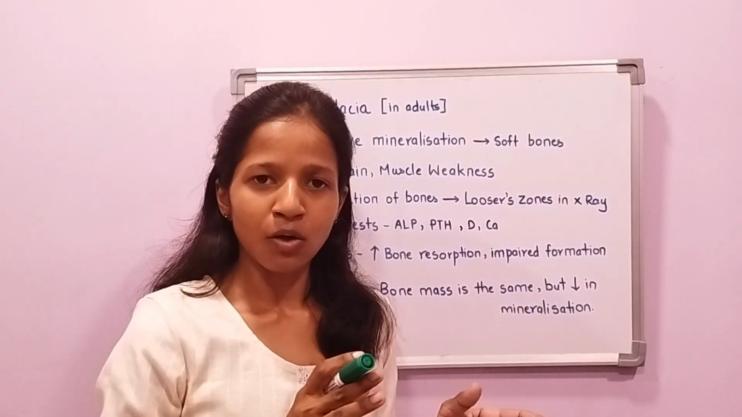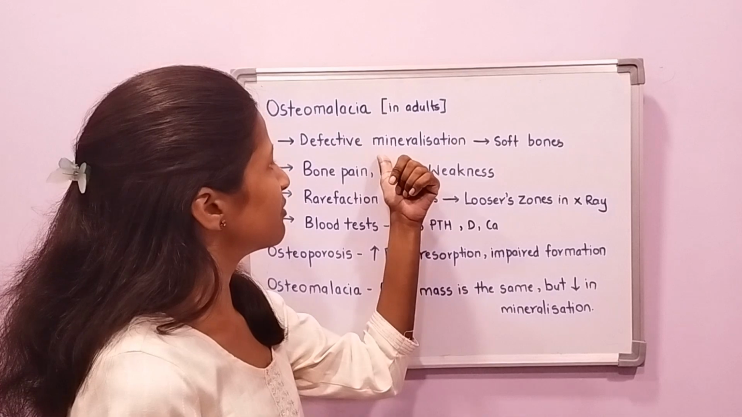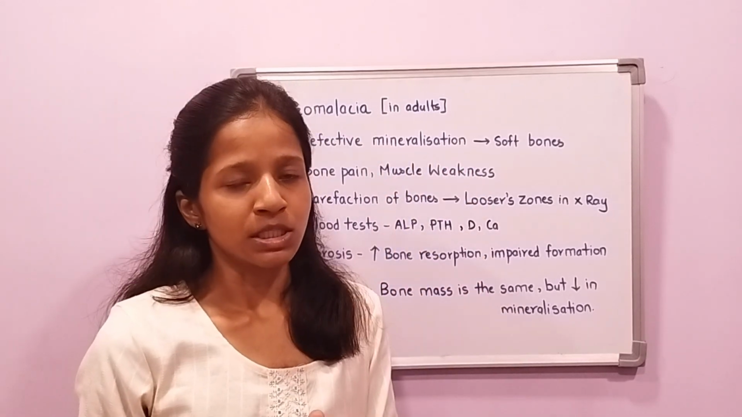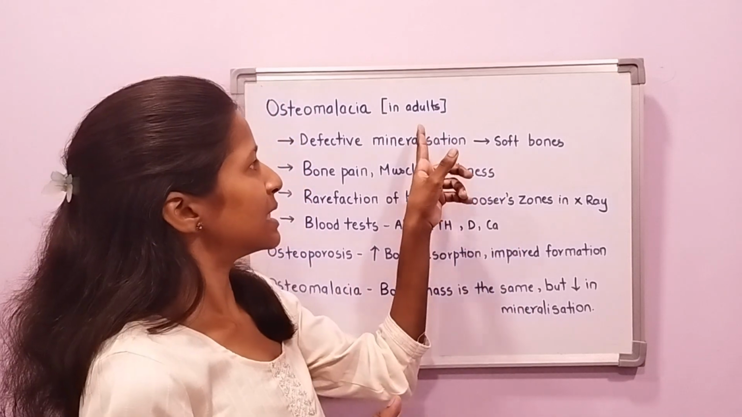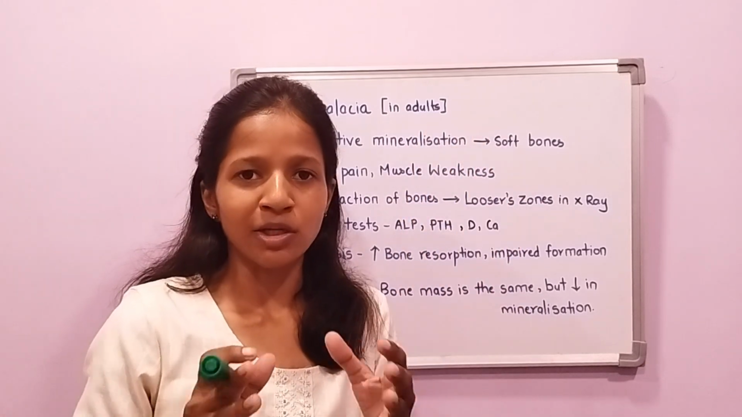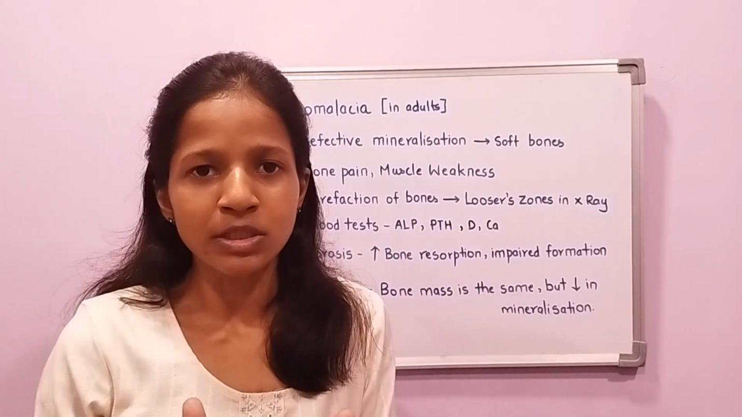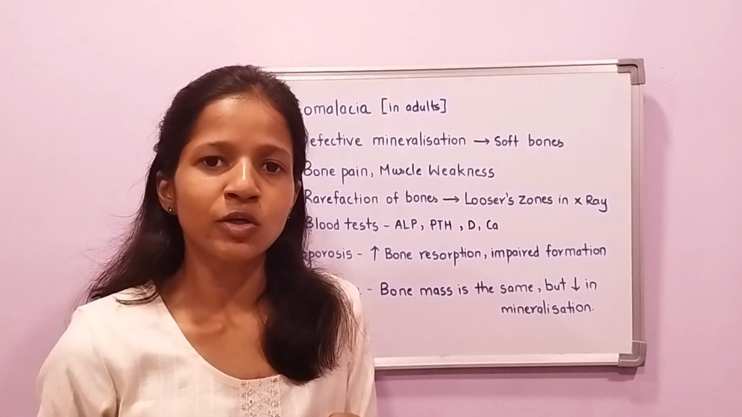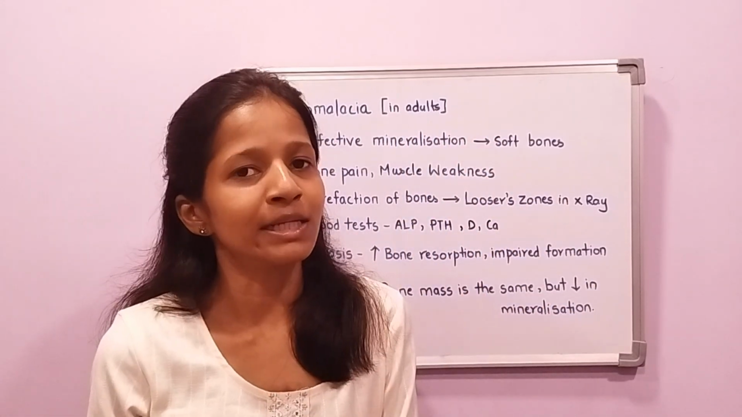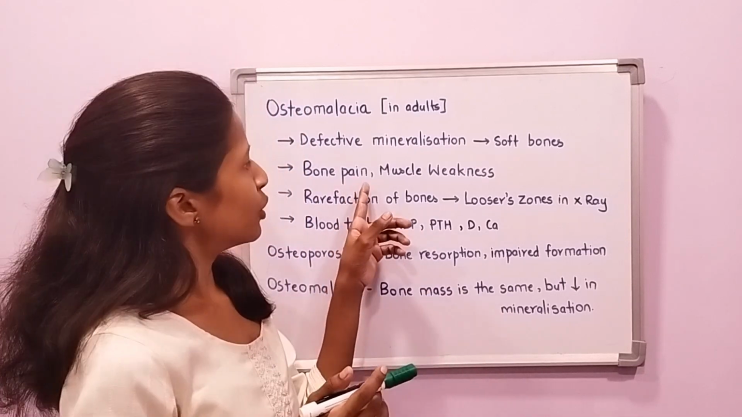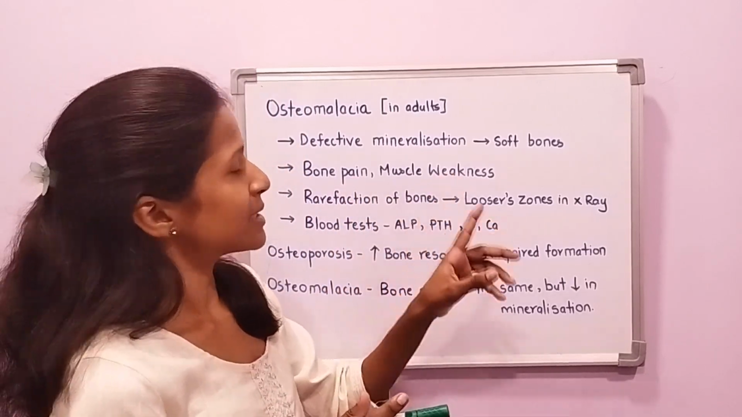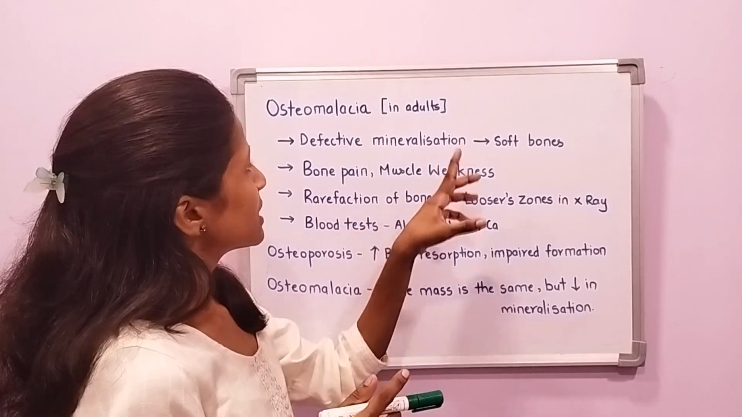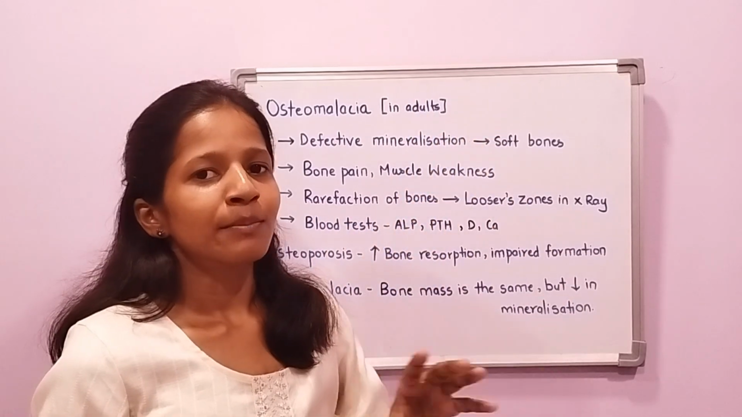Osteomalacia and rickets are almost the same, where there is a defective mineralization of the bones because of a vitamin D deficiency. The only difference is this takes place after the growth plate or the physis have been closed. That is why osteomalacia in adults and rickets in children, because in children the physis is not yet closed. There is bone pain and muscle weakness that is present in osteomalacia. And rarefaction of bones.